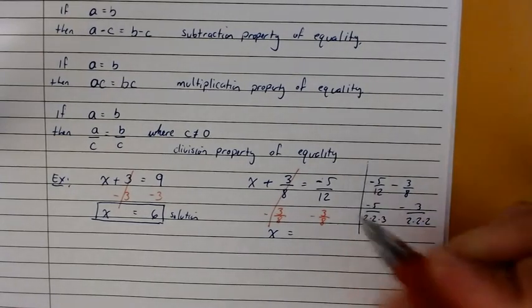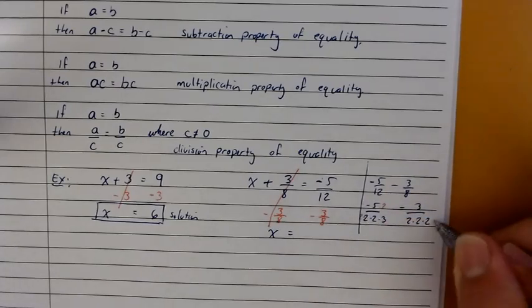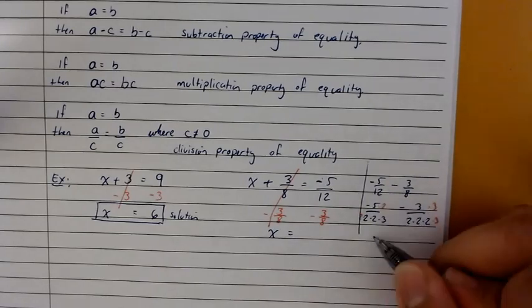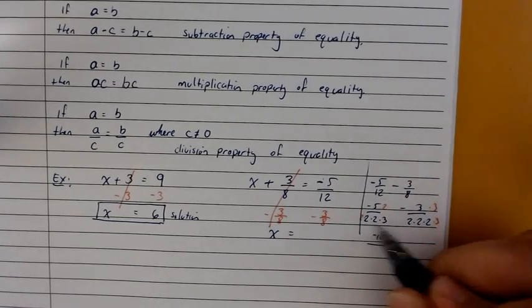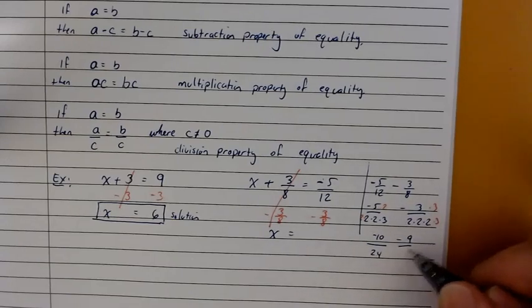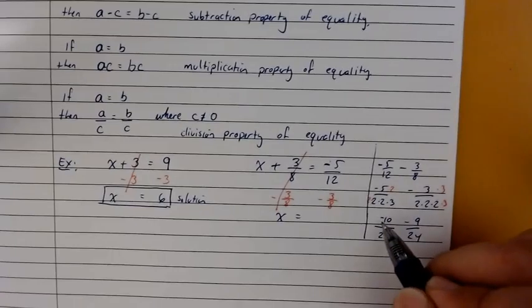To give this a common denominator, I need to multiply this top and bottom by 2, and this one by 3. Negative 10 over 24, and here that's minus 9, also over 24. 2 times 2 is 4, times 2 is 8, times 3 is 24. And now you can combine those.